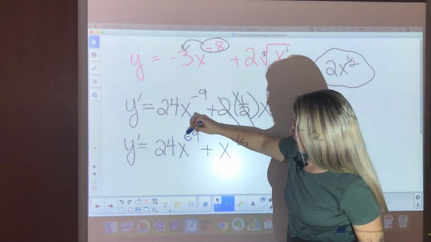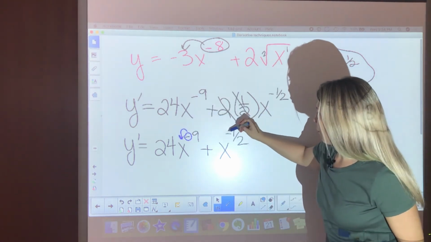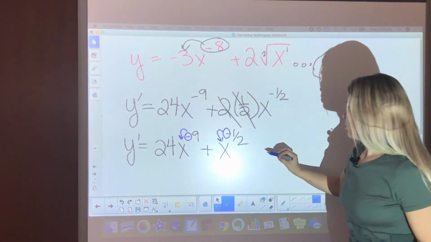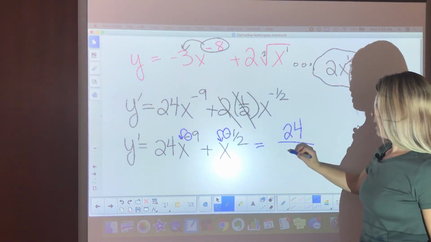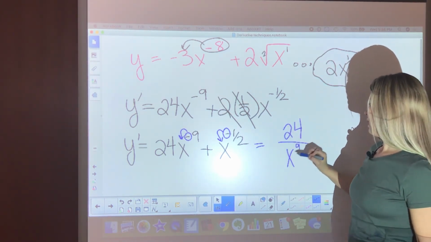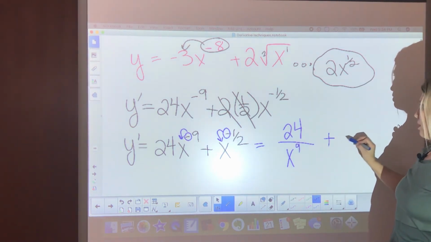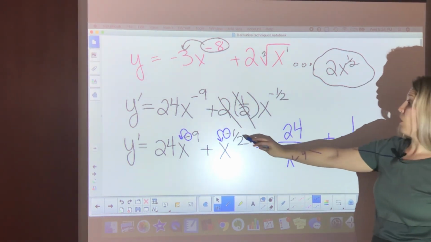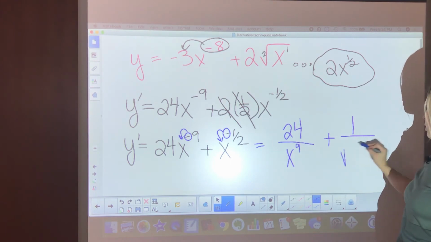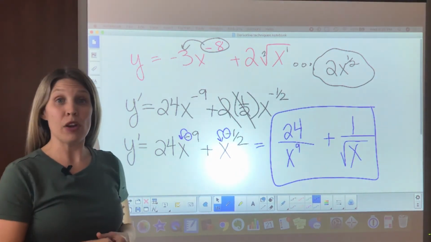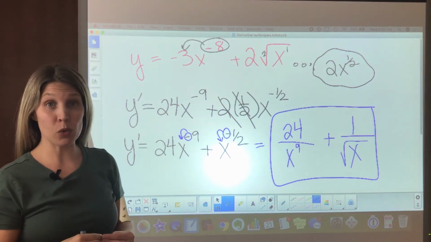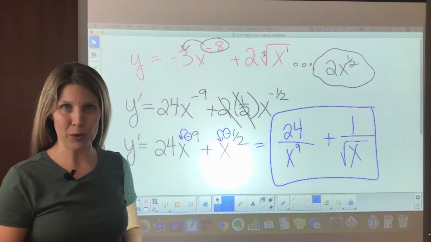This negative is going to tell the guy in front of him to flip over. So you would rewrite this as 24 in your numerator, x over x to the 9th, plus 1 over, and now it's this 1/2, we can write it the square root of x. So that is how you would write that problem back in square root form and without negative exponents.